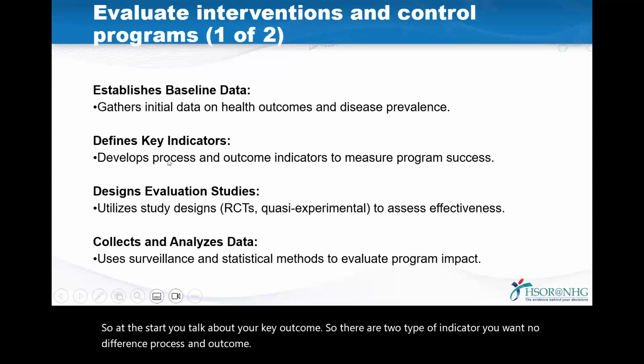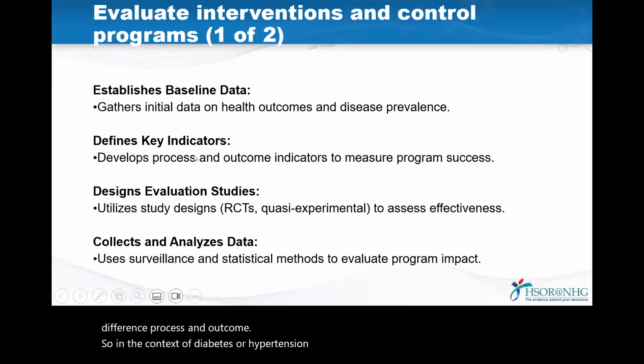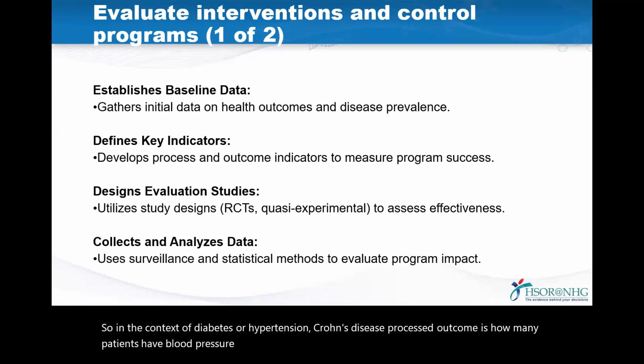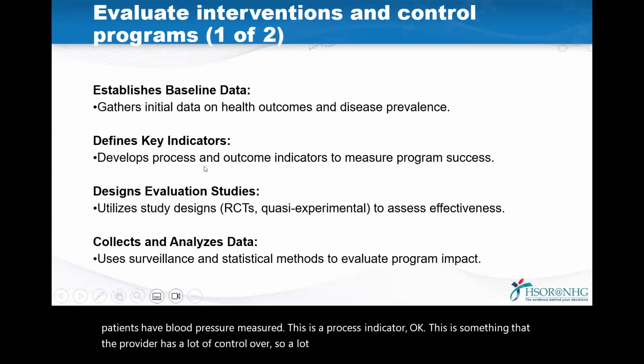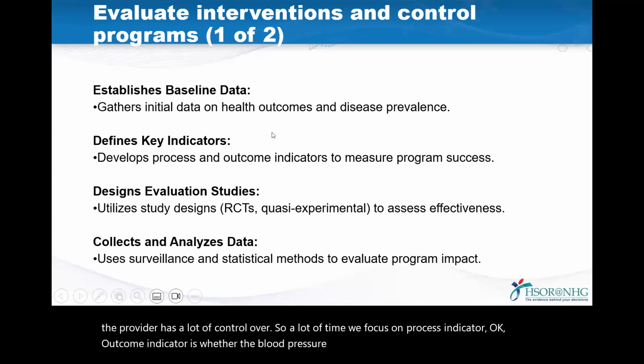So in the context of diabetes or hypertension, chronic disease, a process indicator is how many patients have their blood pressure measured. This is something that the provider has a lot of control over, so a lot of the time we focus on process indicators. An outcome indicator is whether the blood pressure is well controlled or poorly controlled.